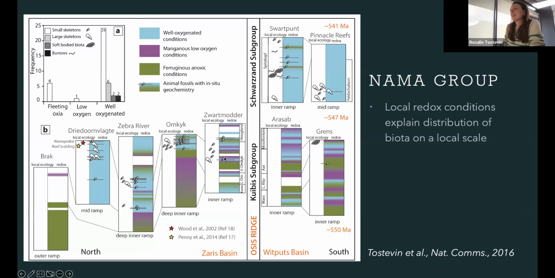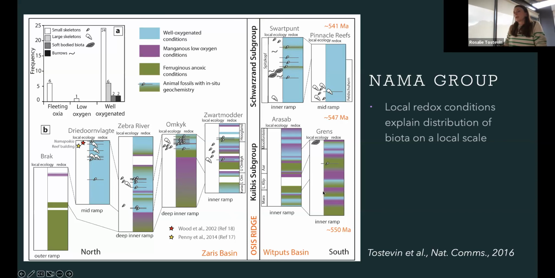Okay, fine. Where you have a short-lived oxic horizon, we find that's where the fossils are. And then where we have more long-lived, persistent, well-oxygenated conditions, we start to see things like larger body sizes, a mixture of soft-bodied and skeletal biota, and reef-building behavior.